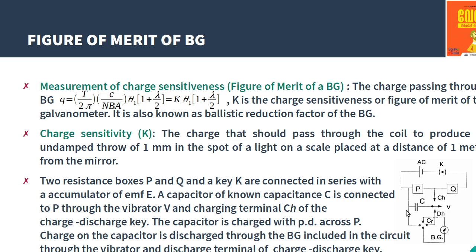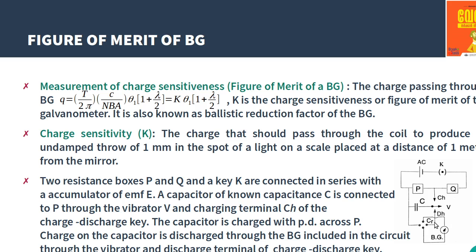So the capacitor C is charged with the potential difference across P. The charge on the capacitor is, then what we will do after charging, we will disconnect from here. The vibrator is disconnected from here. Then it is the controlled discharge key, the discharging terminal of the charge discharge key. After charging, the charge on the capacitor is discharged through the BG.